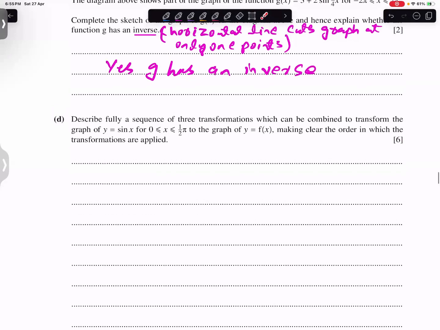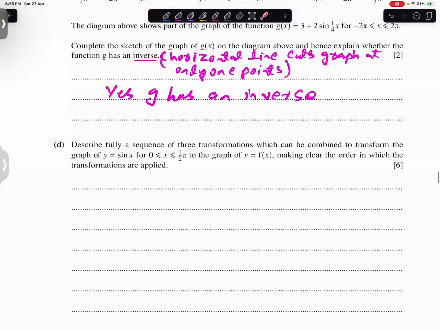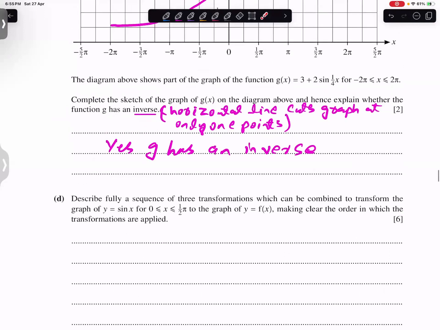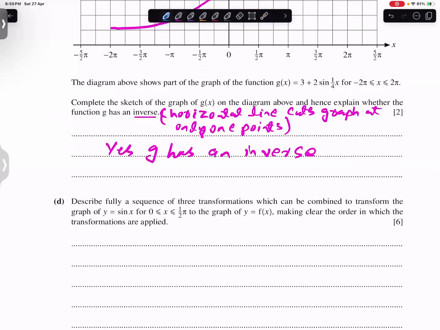So, describe fully a sequence of three transformations which can be combined to transform the graph of y is equal to sine x to the graph of y is equal to f of x. What was f of x? Let me write this first.